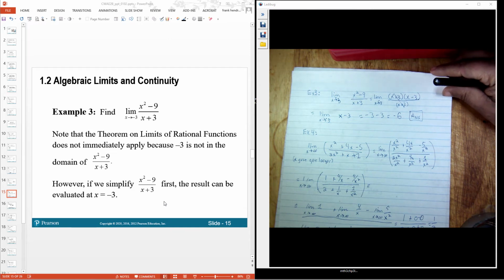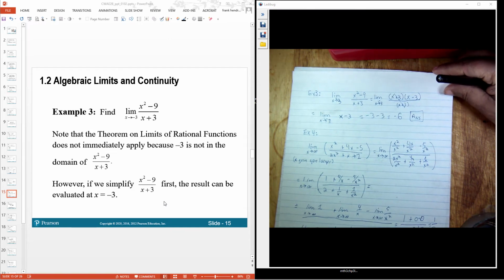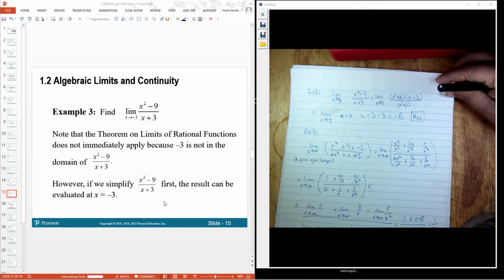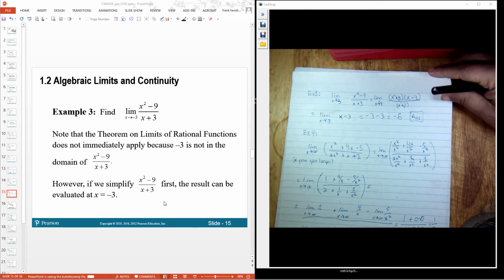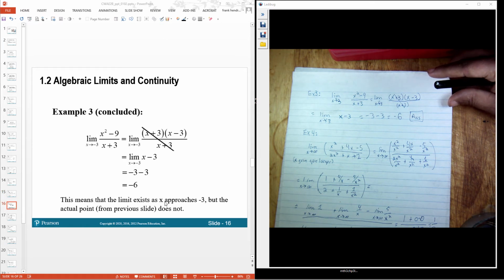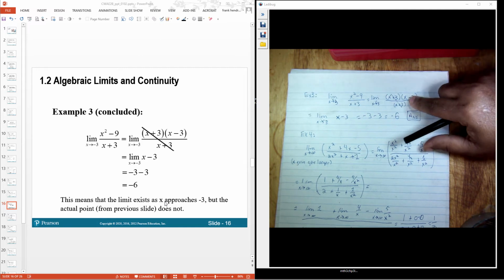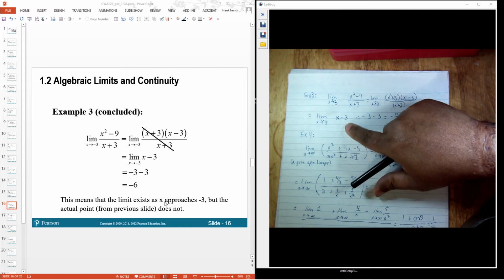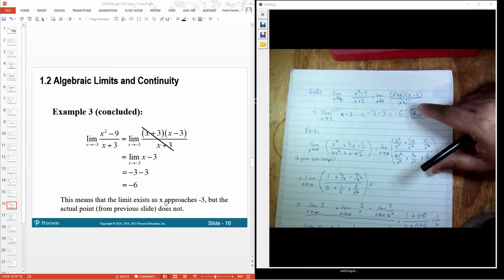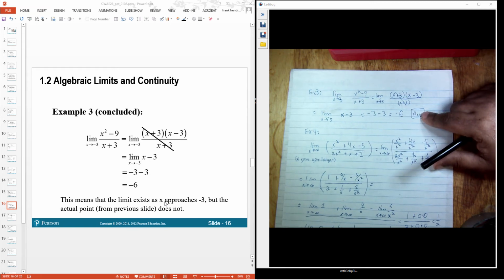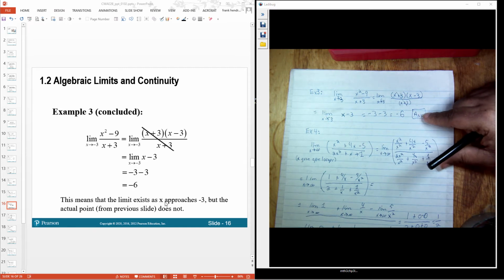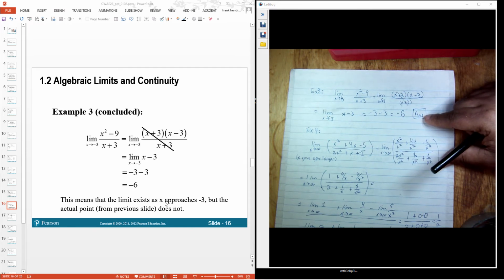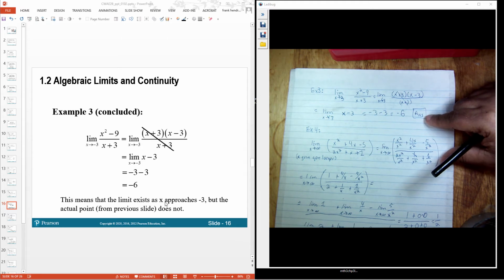Now they ask for the limit as x approaches -3, which is not in the domain. If you simplify it here, we can evaluate at -3. So that's what we do. We factor, cancel. Now we can evaluate at -3. We end up with a -6. So notice here, the limit exists as x approaches -3, but the actual point doesn't, because it's not defined at -3. The behavior is there, but it's not defined at that point.